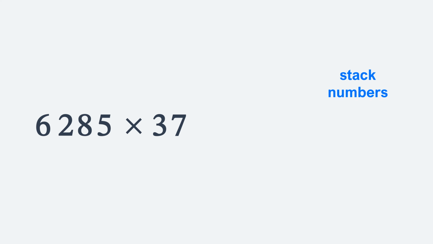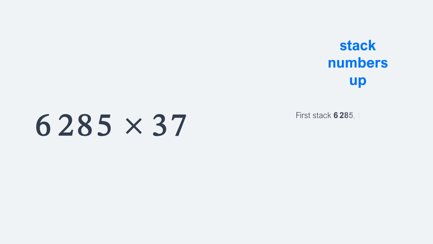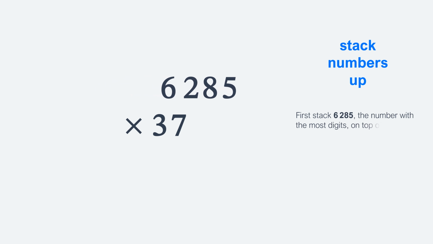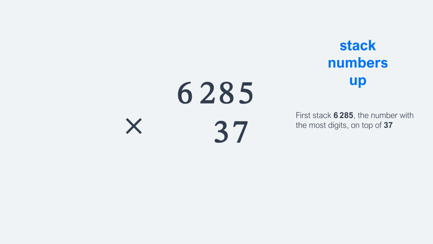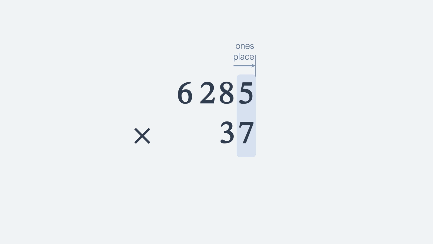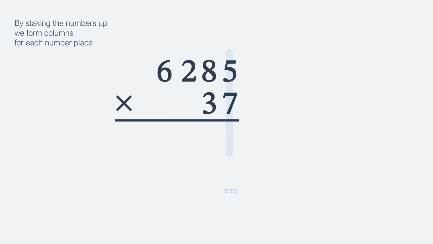The first step is the same. We stack the numbers up according to their place values. First, stack 6,285, the number with the most digits, on top of 37. Be sure to line up the ones places. After our numbers are lined up, we put the multiplication sign to the left of the numbers. Instead of an equal sign, we draw a line just below the bottom number. By stacking the numbers up, we formed columns for each number place.